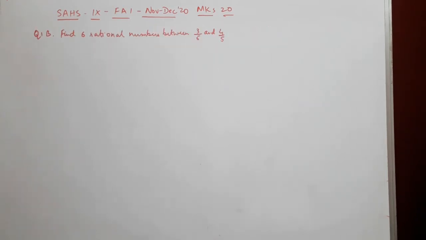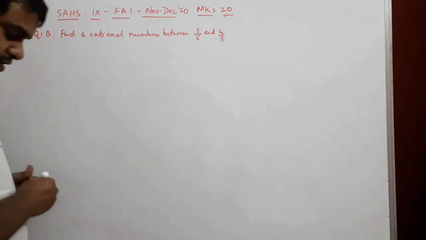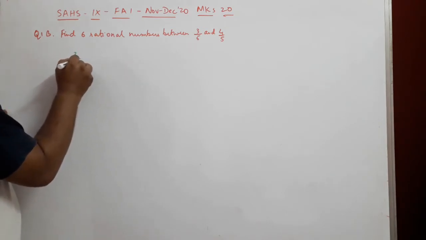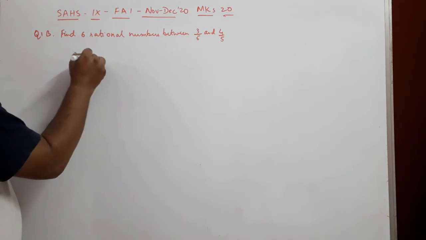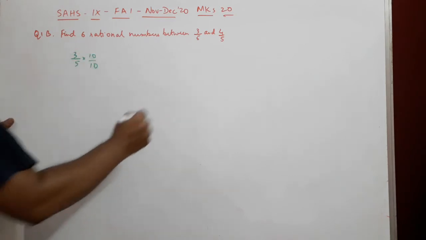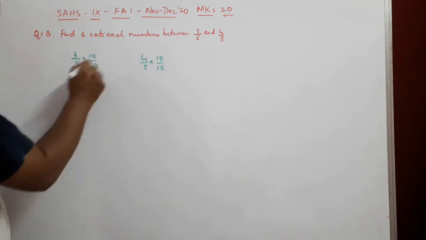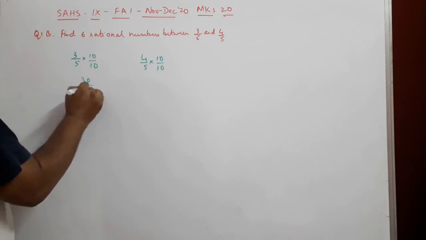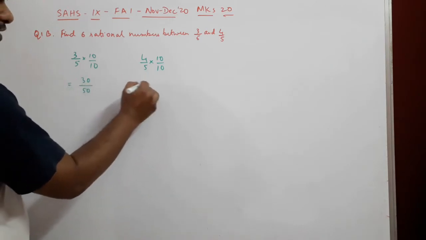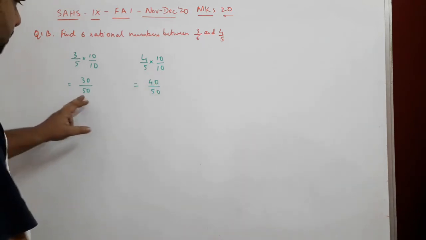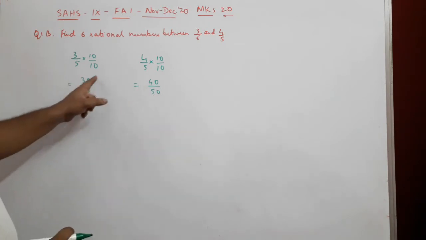Our next question, question 1B, says find 6 rational numbers between 3 upon 5 and 4 upon 5. To answer a question like this, we can multiply 3 upon 5 by 10 upon 10, and 4 upon 5 by 10 upon 10. In this way, 3 upon 5 becomes 30 upon 50, and 4 upon 5 becomes 40 upon 50. Now the denominators are the same, so which are the numbers between?